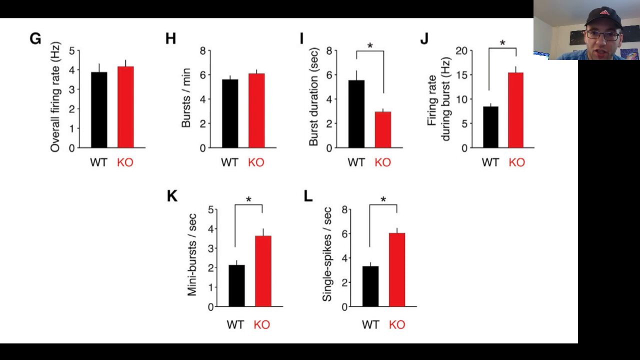Okay, this is a continuation of what I said. The overall firing rate is very similar. The bursts per minute are similar, but the burst duration is much shorter in the knockout. This is compensated to get to an equal overall activity level by increasing the burst frequency within bursts. How fast you're firing within bursts is increased in the knockout. And then they also looked at individual loner spikes, which are higher, and they looked inside a burst and classified these mini bursts, and they found a higher frequency of mini bursts as well.